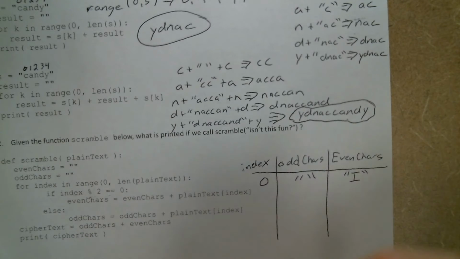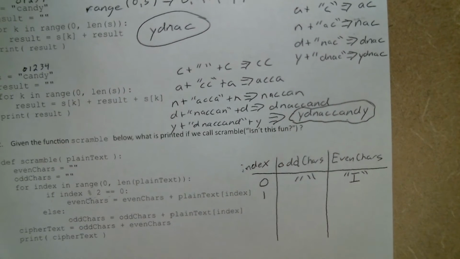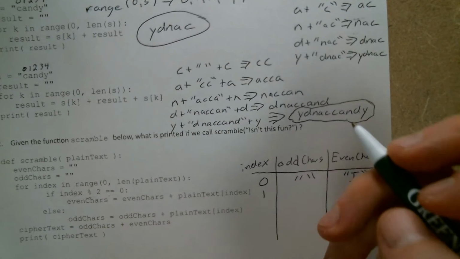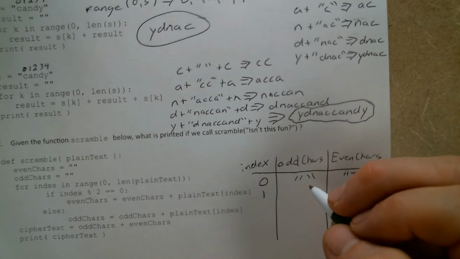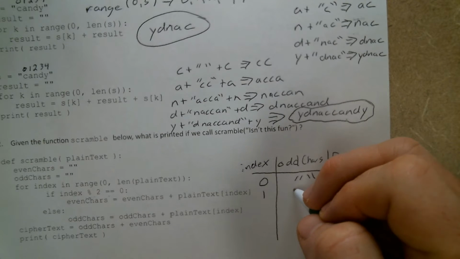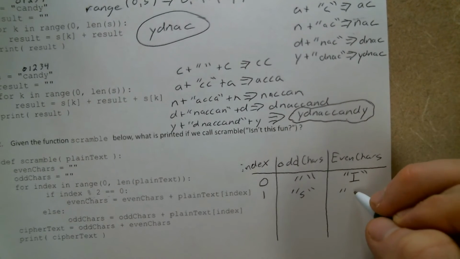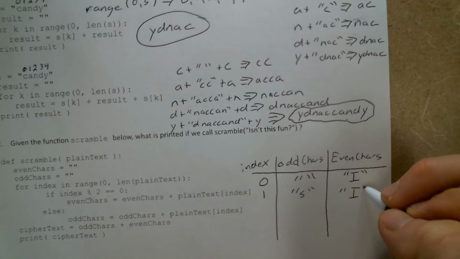All right. Then the index number is going to go to 1. At that point, there is a remainder. So this one's not going to happen, and instead, this one's going to happen. So odd characters is going to get the S, and even characters is going to stay the same.